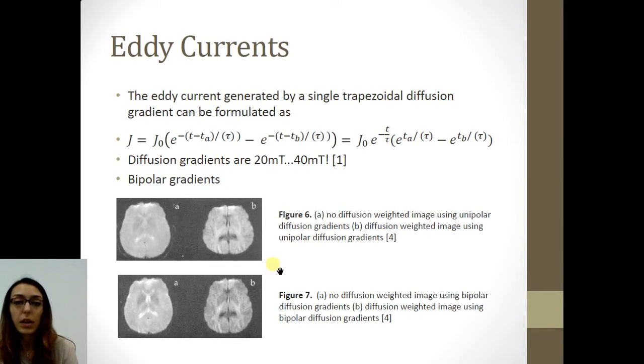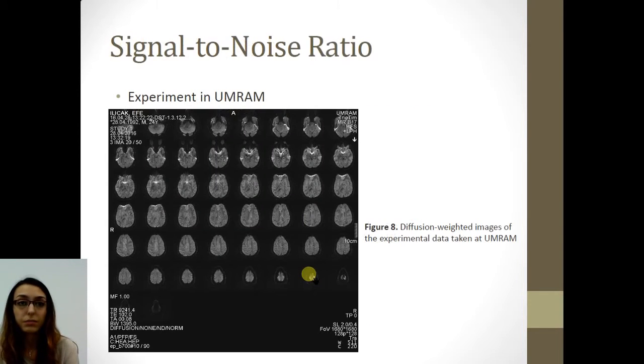diffusion gradients. So here you can see a comparison. This image is acquired by using unipolar diffusion gradients in B, and A is the low resolution T2-weighted image. Here A is the low resolution T2-weighted image again, and B is the diffusion-weighted image acquired by using bipolar diffusion gradients. You can see, for example, the distortion effect due to eddy currents here in the frontal lobe, but if we use a bipolar gradient, then that artifact almost disappears.